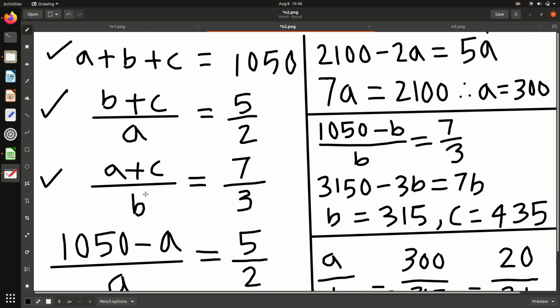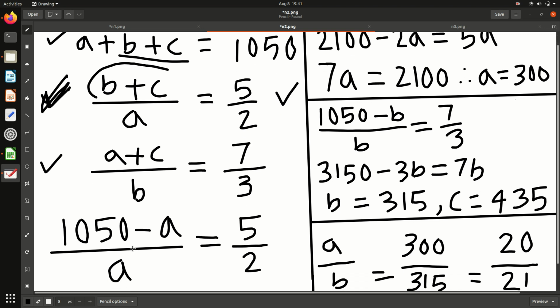So if you look carefully, we can create equation 2, this one, in single variable. How? Now b plus c could be written as 1050 minus a. From equation 1, we have b plus c equals 1050, and a will go right hand side. So b plus c will be 1050 minus a. Once we replace b plus c with 1050 minus a, this second equation will become in single variable, that is a. And once we get everything in single variable, we can easily solve it.